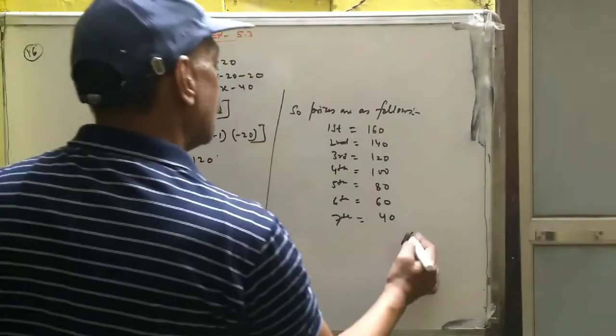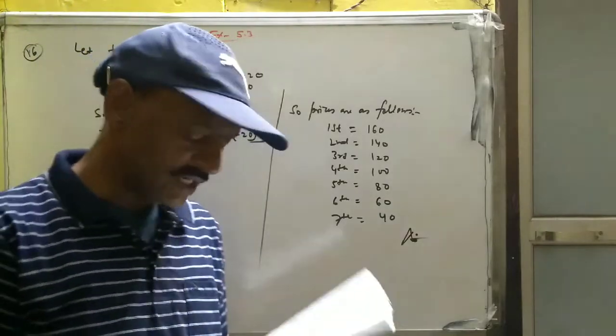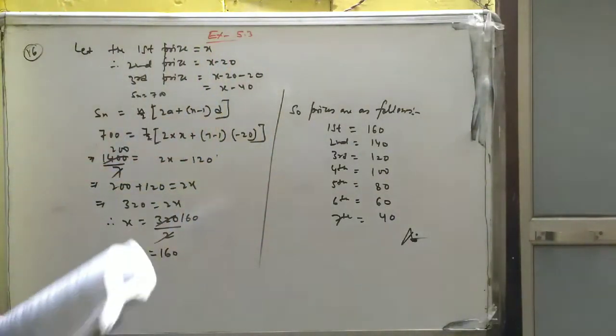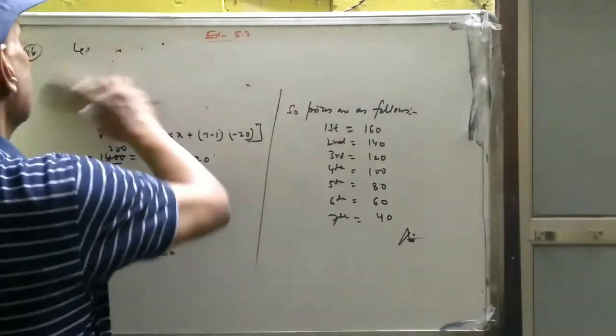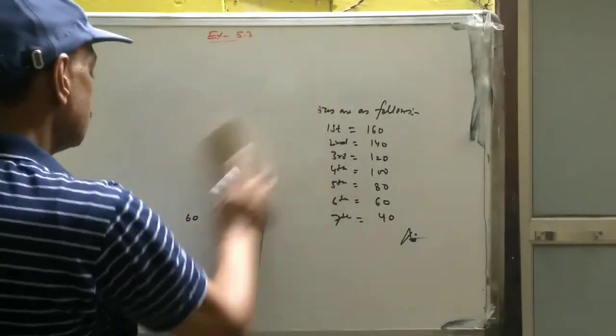Okay, so this is the answer. Now the other question, number 17. See, question number 17 is that in a school, students thought to plant the trees.